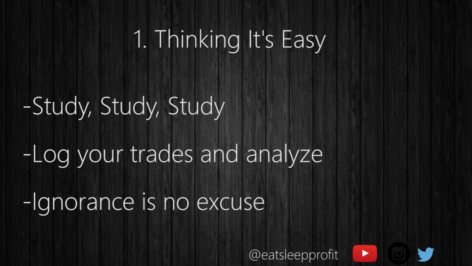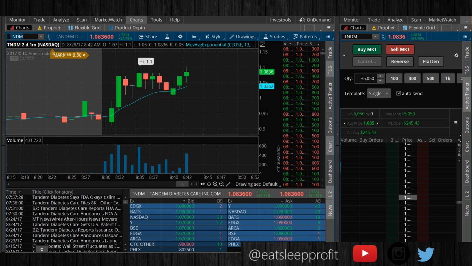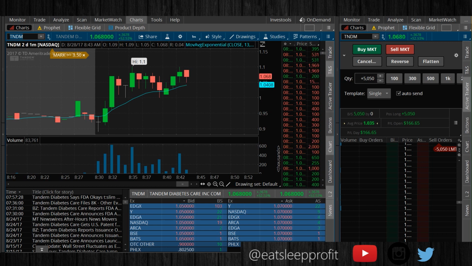As well, log your trades and analyze them. What I used to do, especially when I first started, is just log my trades, and I would record my screen as I'm trading, and I would look at that and analyze what I did. Because a lot of times as you're trading, it may seem like this is the perfect entry and exit, but whenever you record that and play it back to yourself, you're going to be looking at it like, this is the dumbest thing I could have ever done in my whole life.